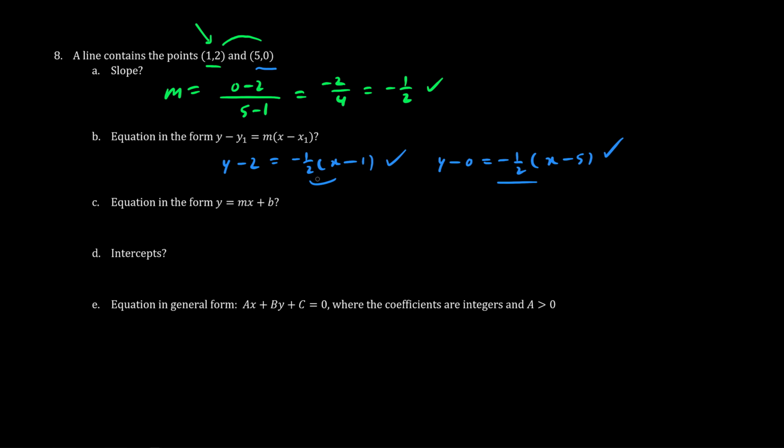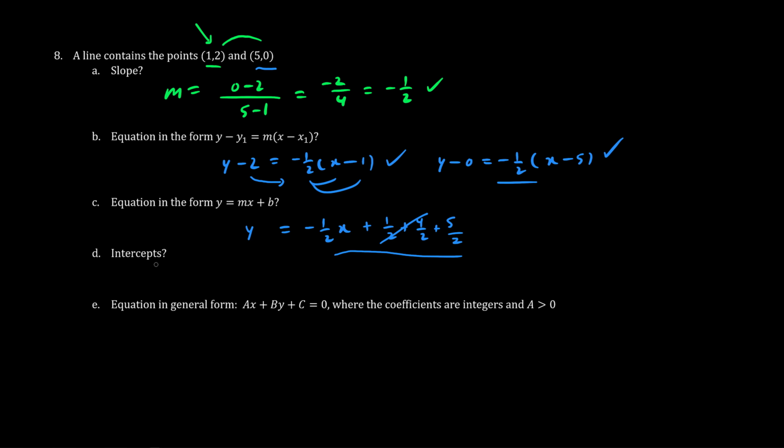And if we use distribution, y is equal to negative 1/2 x, negative times negative is positive, 1 times anything is itself, so we'll say positive 1/2. And the negative 2, when you throw it over, becomes positive 2. And 2 is the same thing as 4 over 2. So as you can see, when you add the fractions, we have positive 5 over 2. So this is the equation in slope-intercept form: y equals negative 1/2 x plus 5 over 2.